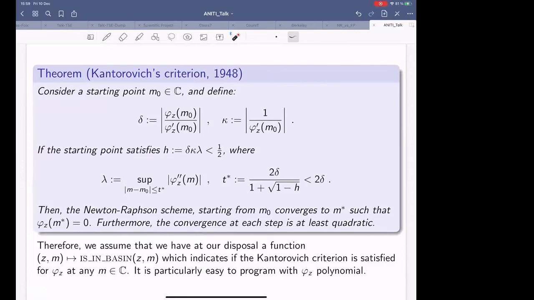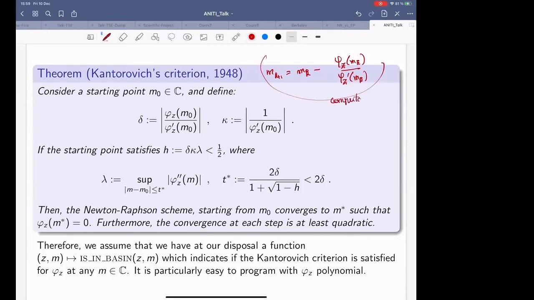So there's a criterion by Kantorovich that people in optimization know very well, from 1948. Kantorovich said, okay, look at the Newton-Raphson scheme and what it means. It's just your computer. You have this phi(z), whose zeros you need to compute in order to have this value. And you just take phi(z) of m_k and iterate this very simple transformation. I can compute everything.